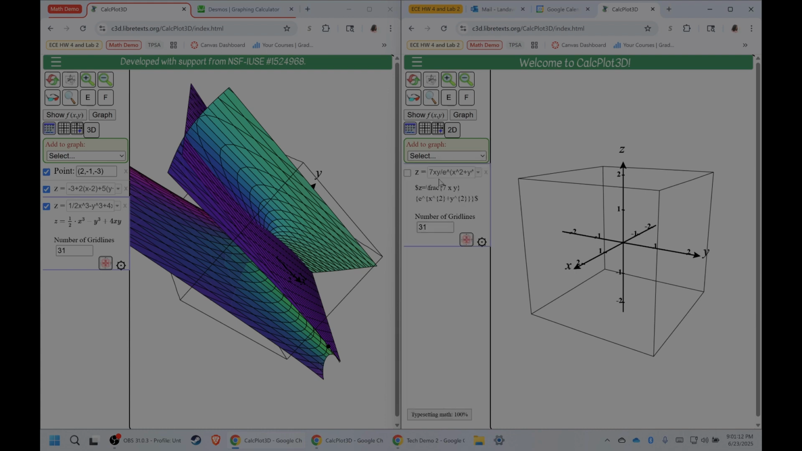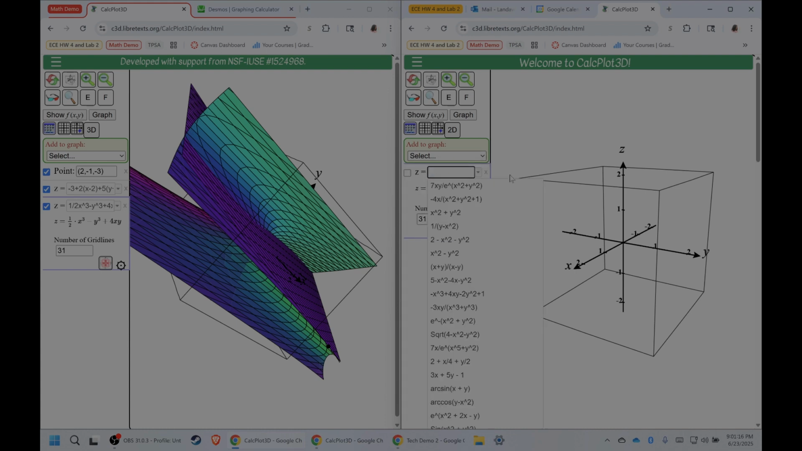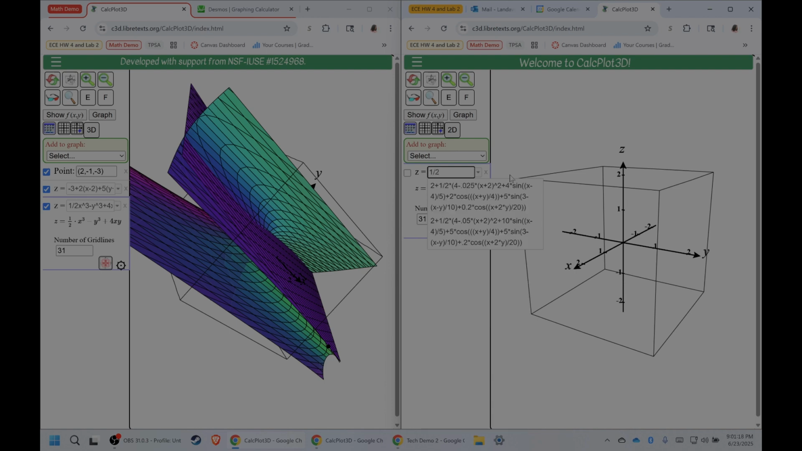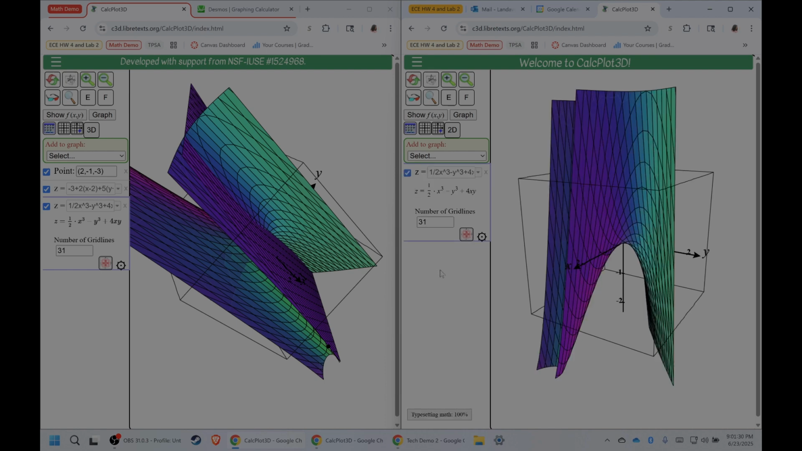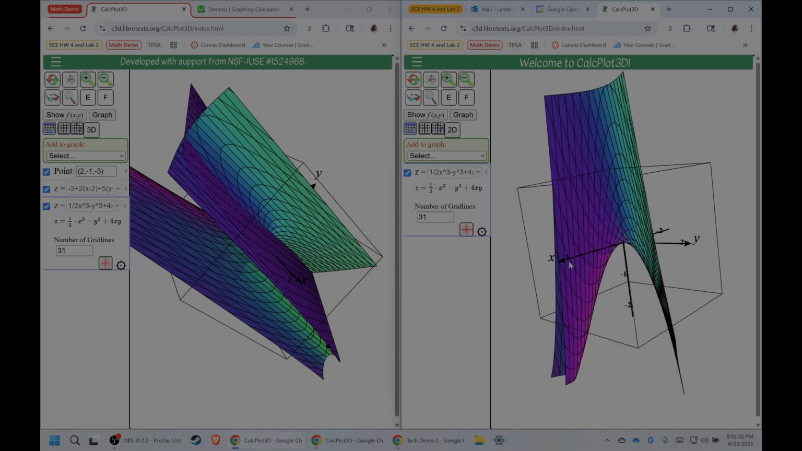We can use the function z equals f(x,y) to get the job done because our quadric surface is 1/2 x cubed minus y cubed plus 4xy. And boom, then we get this.